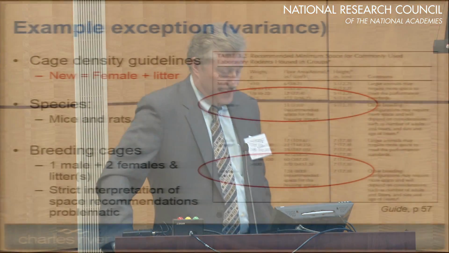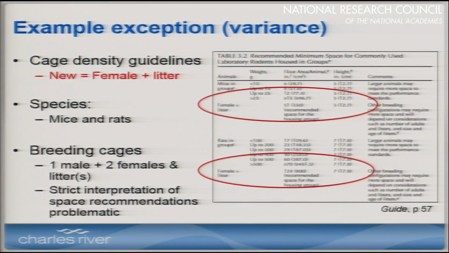So now the example. When the 2011 guide came out, one of the larger concerns in the new guide was this new category for a female plus litter. It didn't exist in the 1996 or 97 guide. The earlier version certainly was well highlighted here in the new one, and you see it circled in the table. And the concern was if we took a literal application of this, of one female plus litter plus a breeder male in a cage, our standard cage may not always allow the space allocation described in the chart.